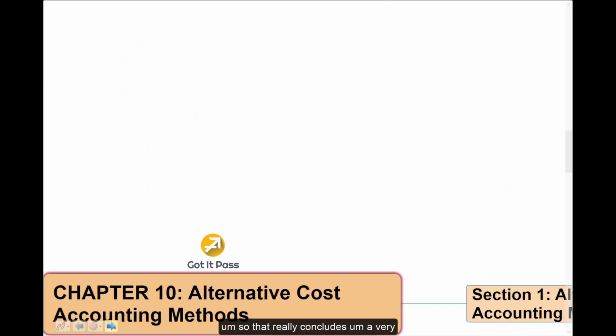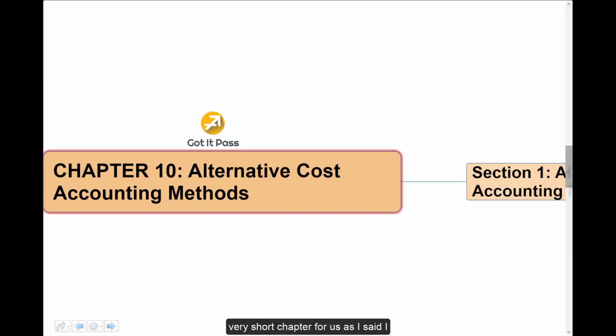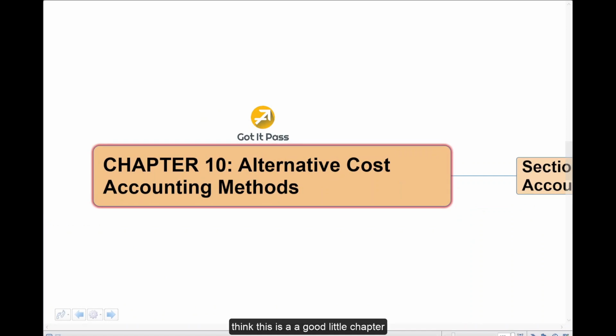Okay, so that really concludes a very, very short chapter for us. As I said, I think this is a good little chapter. Is it an extremely high priority for us? Maybe not as high priority as the chapter on absorption and marginal costing, i.e. the traditional methods. I'd expect many more questions on those, particularly computational questions. Let's make sure that we can do the calculations for sure.